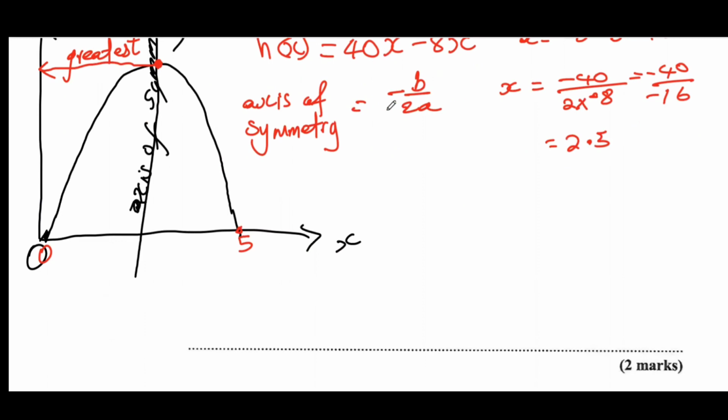Also, we could have found the axis of symmetry by taking the two roots. Remember the solutions we got: x equals 0 and x equals 5. If we add our 0 and our 5 and divide by 2, it can tell us the axis of symmetry just the same, and we'll get the same 2.5, right?